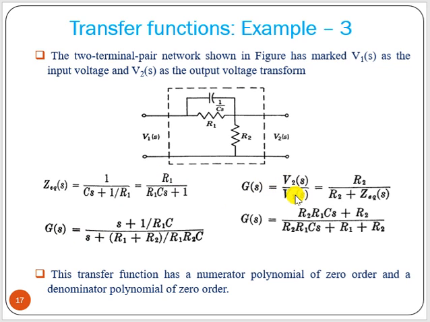V2 by V1 is nothing but R2 divided by R2 plus Z equivalent, into V1. I can take it that side, so that will be equal to Z. Now you can put the Z equivalent value here, and if you solve algebraically, you will get this particular expression. In that case you can see that the numerator polynomial is of zero order, and the denominator polynomial is also of zero order.